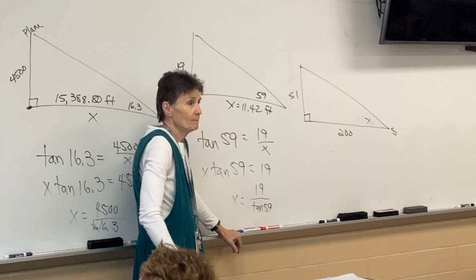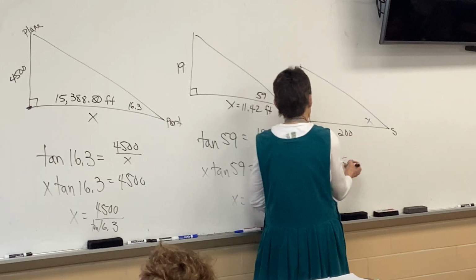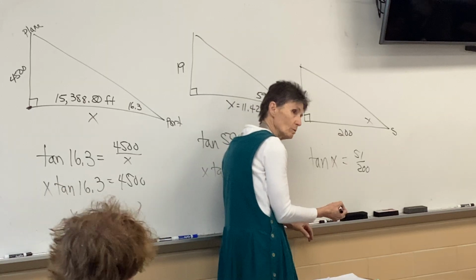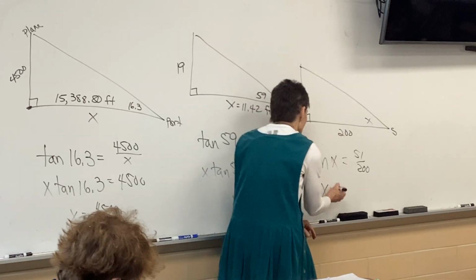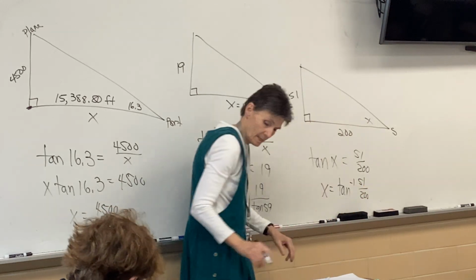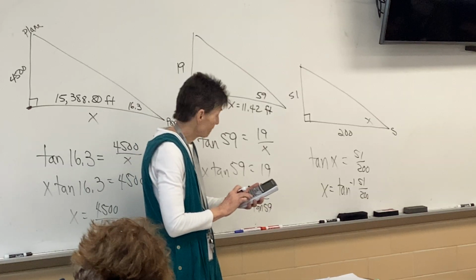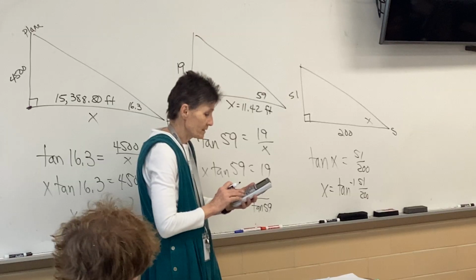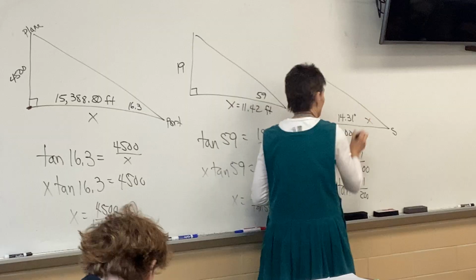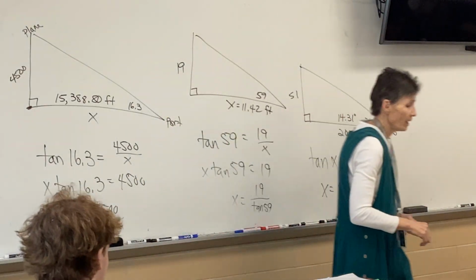Sine, cosine, or tangent? Tan x. Tan x equals 51 over 200. What do I do? Inverse tangent. And inverse tangent gives 14.31 degrees. You agree with that? All right. Good job, people.